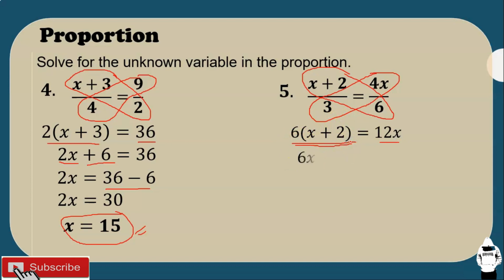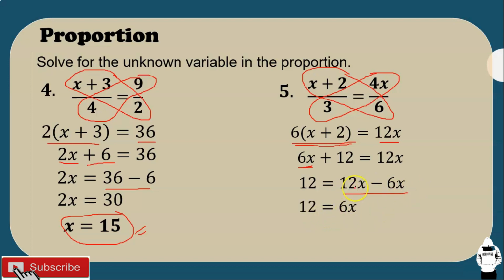Simplify this one. We have 6 times x, that is 6x. And then 6 times positive 2, that is positive 12, is equal to 12x. And then simplify, or using subtraction property of equality, or simply transpose positive 6x here to right side. Ayan po. So 12 is equal to 12x minus 6x. And then simplify this. You have 12 is equal to 6x. And then divide both sides of the equation by 6, or by using MPE, x now is equal to 2. So the value of x is equal to 2.